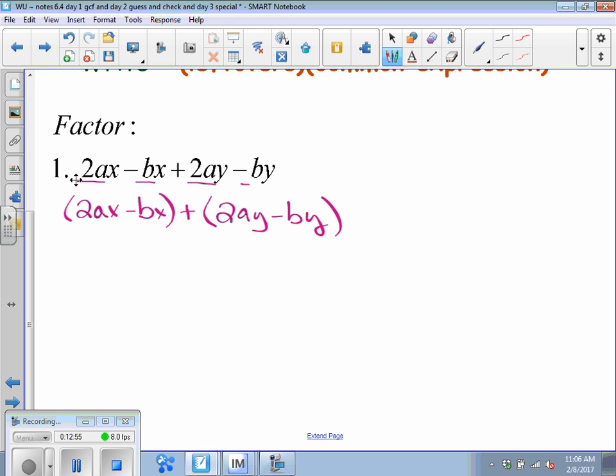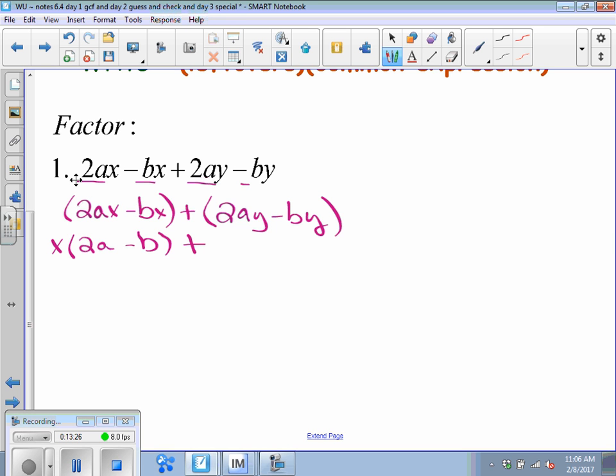Okay? So, what's my greatest common factor in my first group? X. X is the only thing that's common. So, x times what is 2ax? Okay? X times what is bx, negative bx? Minus b, right? There's a plus sign in between them. Plus. So many times students will forget to write that plus, and they'll think it's multiplication. It's not.